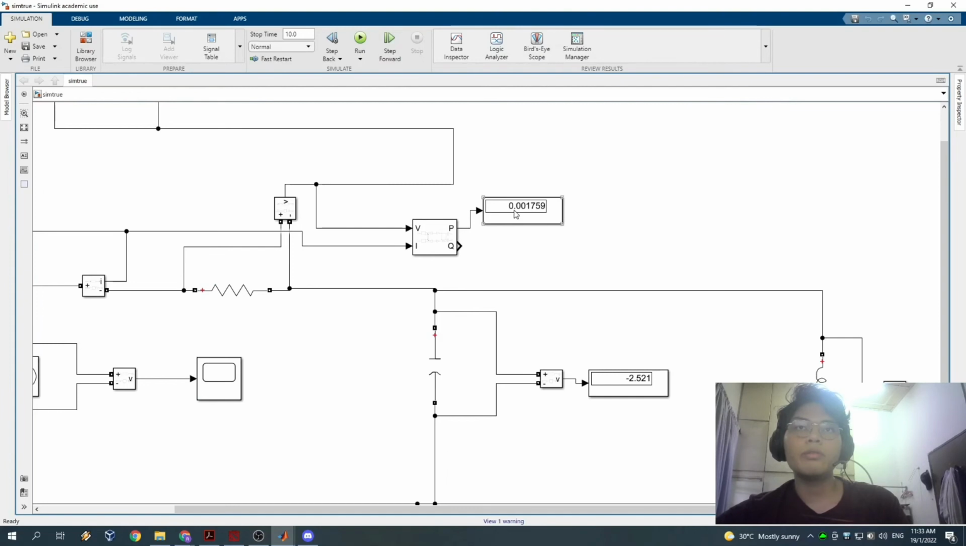I think the next is the power for the resistor. So we get the value of 0.001759, or we can simplify as 1.759 times 10 to the power of 3 watt.